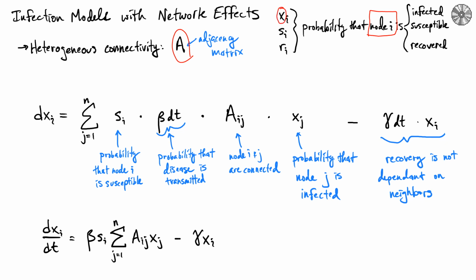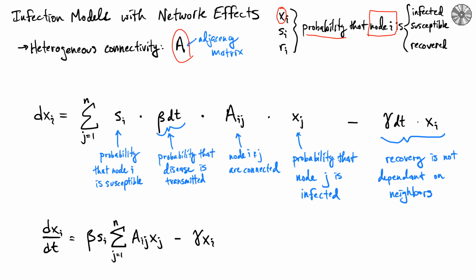Now that we're representing everything about the network, we need a state, an X, for each node in the network. So for node I, we're going to have an X value. For node J, we're going to have an X value. And that means that this X vector is a vector of length n, where n is the number of nodes. Each element now is not going to be the fraction, because we're representing a specific node. It's actually going to be the probability that that node is infected.